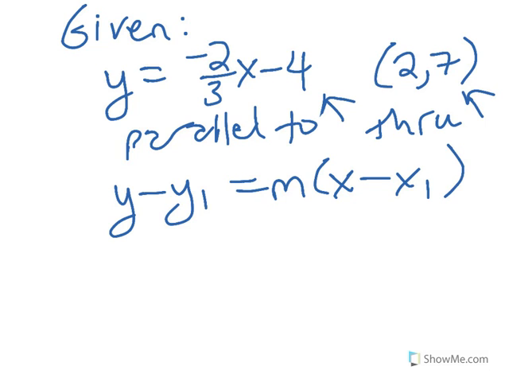Given the information we've got in front of us, we're ready to write the equation right now if we use this form. Remember that x1 and y1 are the coordinates of a point that is on our new line. Well, we know that 2, 7 is on the line, so y1 is 7 and x1 is 2. M, of course, stands for the slope. These lines are supposed to be parallel. Parallel lines always have the same slope. So in this case, m is going to be negative 2/3. The rest of the equation stays as it is.